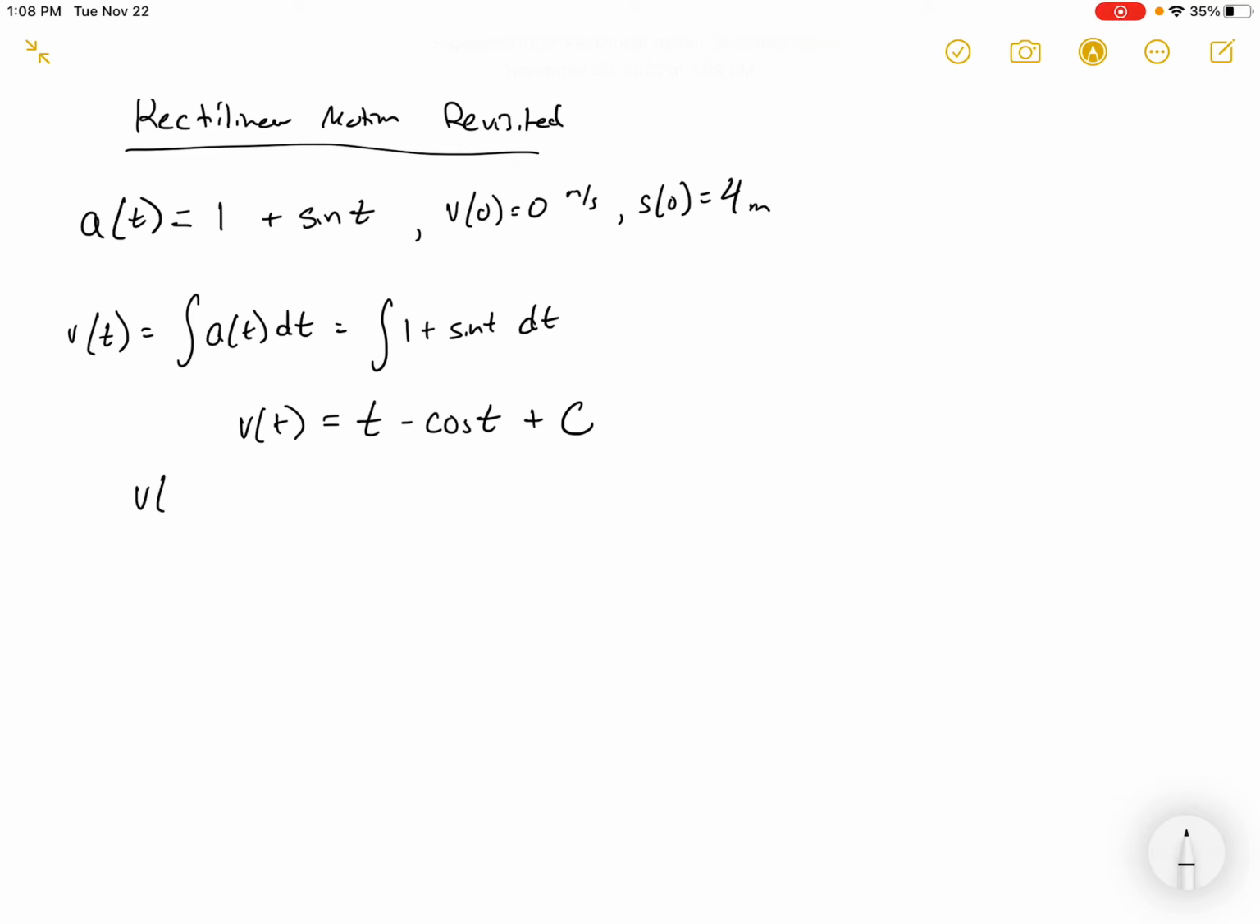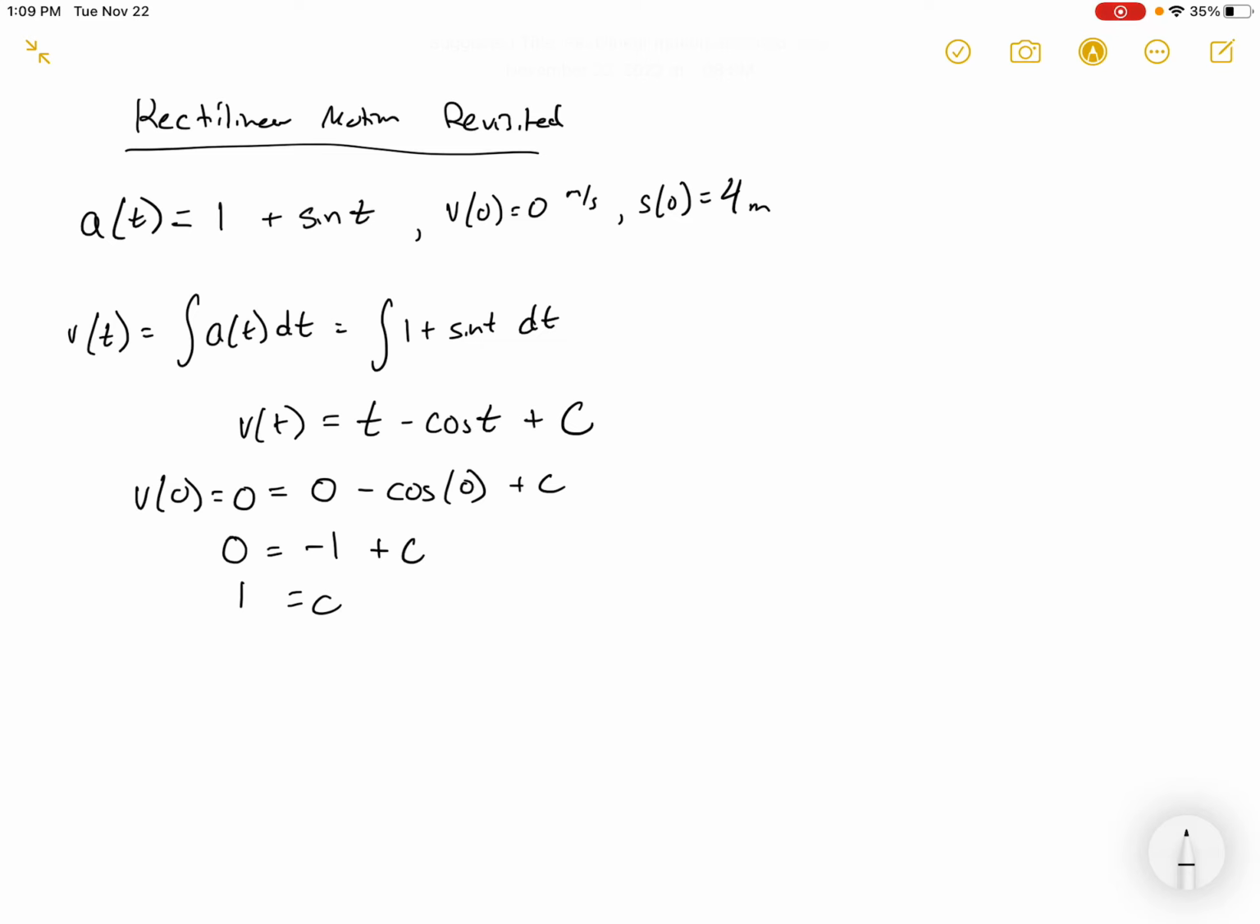I know v of 0 is 0, and v of 0 means I plug in 0 for t. So that's negative cosine of 0 plus c. Well, the cosine of 0 is positive 1, and the negative of that is negative 1. And so we're going to end up with an equation where c has to be 1.